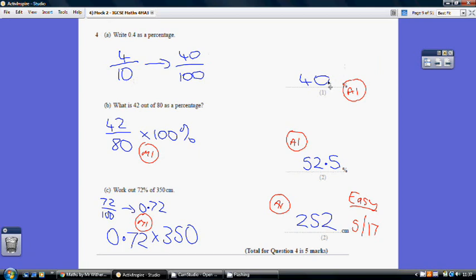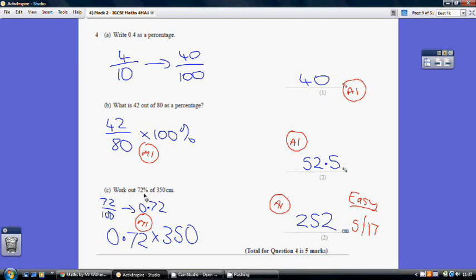So that's 40%. Now part B, what is 42 out of 80 as a percentage? Well, 42 out of 80 as a decimal, you just simply do 42 divided by 80. To turn it into a percentage, multiply this by 100 and we get 52.5%.